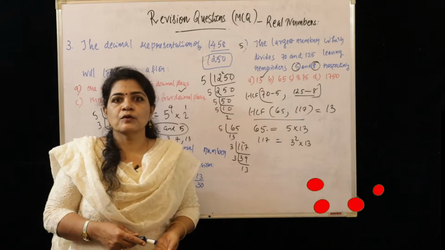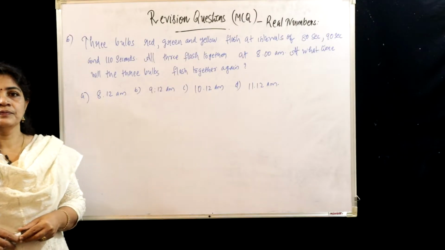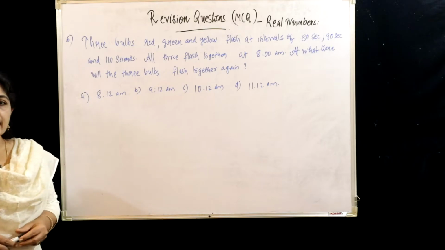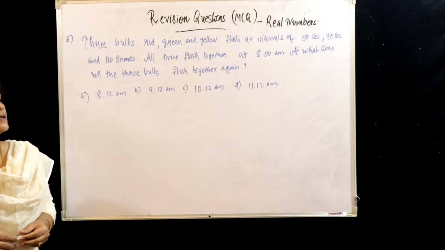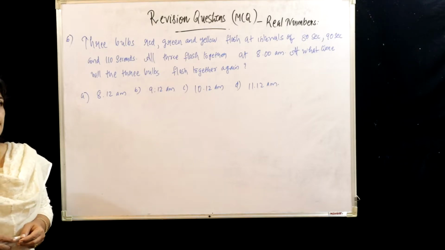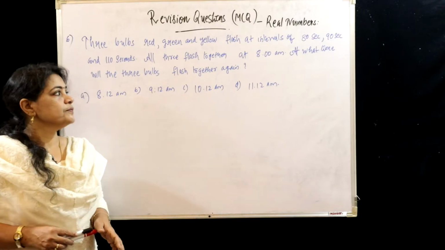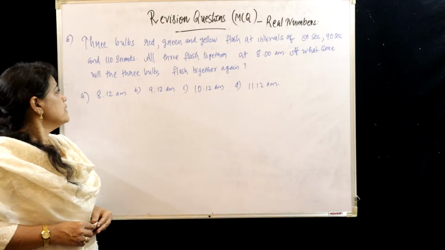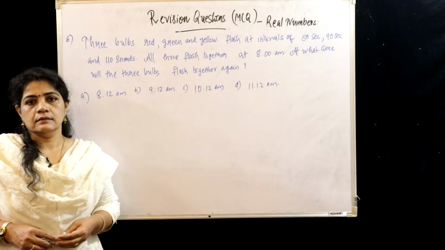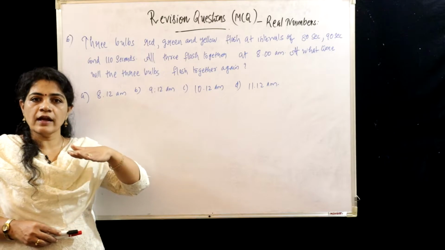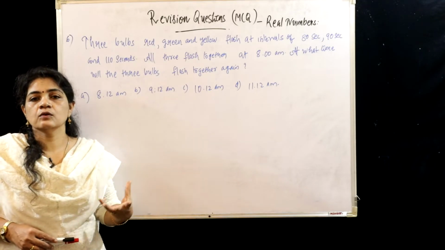Now we are moving to more questions. Now the sixth question, this is a very important problem. 3 bulbs, red, green and yellow, flash at intervals of 80 seconds, 90 seconds and 110 seconds. All 3 flash together at 8 am. At what time will the 3 bulbs flash together again? At 8 o'clock they flash together. Next, at what time will they flash again? That is the question.